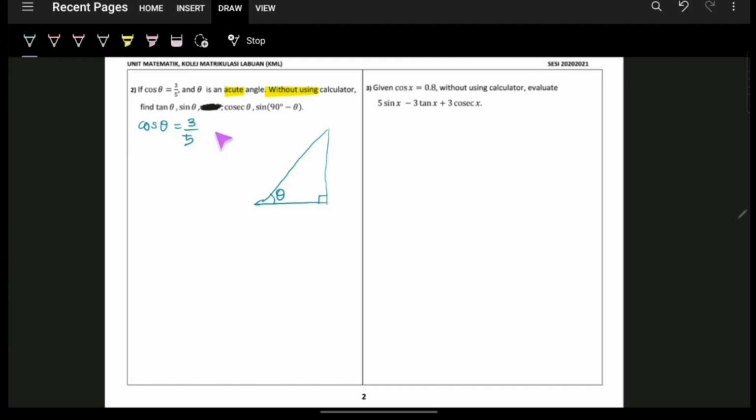And we know that cos theta, and cos is CAH, so adjacent over hypotenuse, and the adjacent is here, which is 3, and the hypotenuse is here, which is 5. And following the triangle, the Pythagoras Theorem, we are going to have 5 squared minus 3 squared equal to 4 squared. So it will be 4 here. So we already know everything. So as we know that here is theta, then here will be 90 degree minus theta.